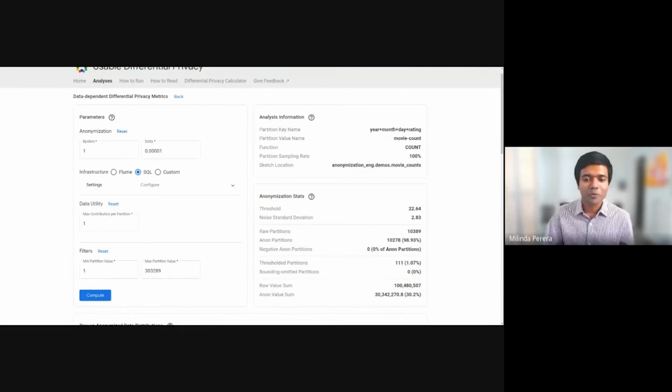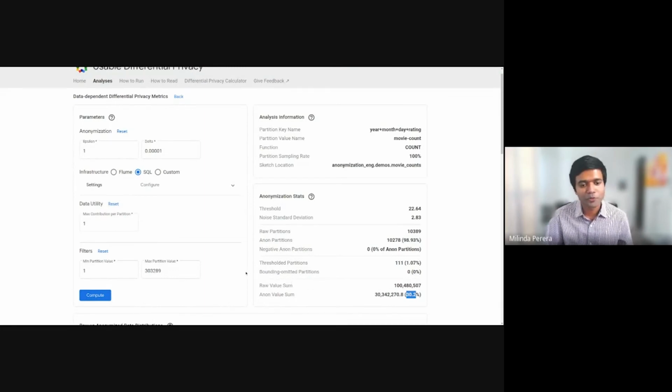So now I will walk you through an example where I try to get the most utility out for my use case. In this particular use case, I'm analyzing the movie rating dataset. So you have the date rating partitions and the movie counts. Say I start with these parameters. When I click compute, in the output, I get to keep almost all the partitions, but there's massive data loss, massive accuracy loss.